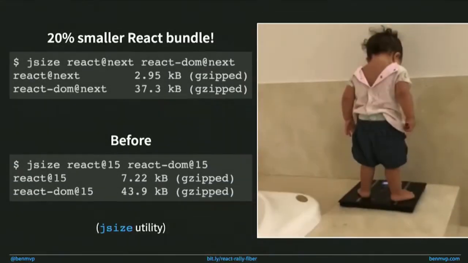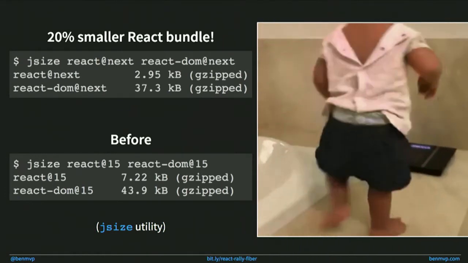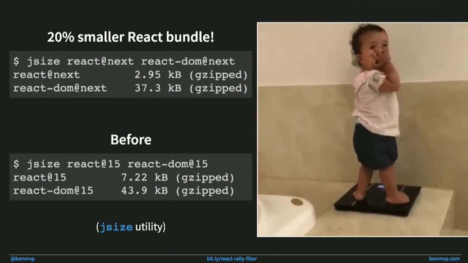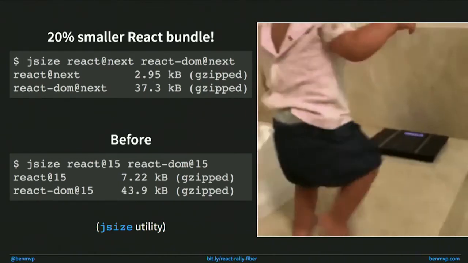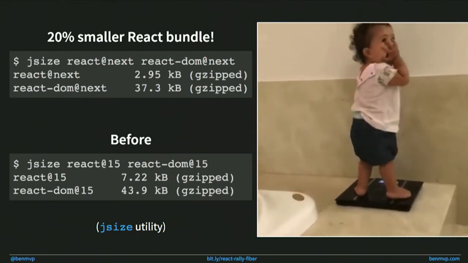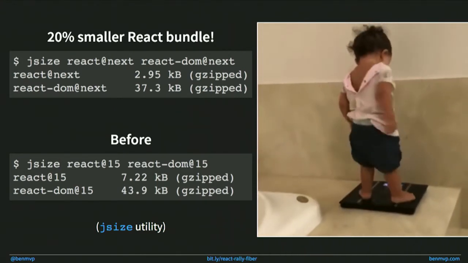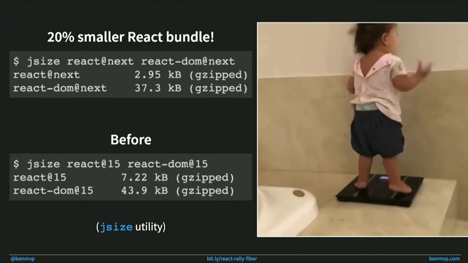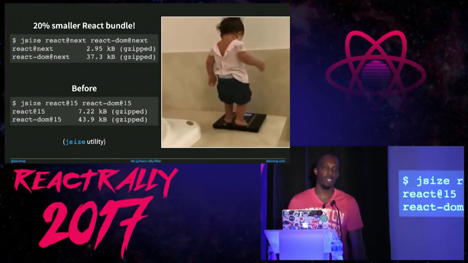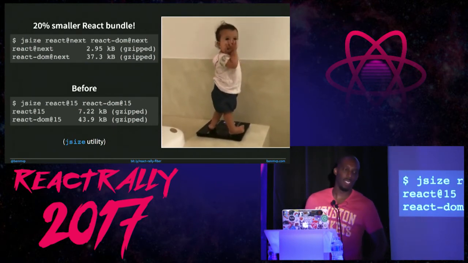So the first thing about the React packages is that they are 20% smaller than what they were before. So React 15 had a certain size. Now with React 16, it's 20% smaller. So the React library is significantly smaller. You can see from 7 kilobytes to 2 kilobytes, or 3 kilobytes rather. And then the React DOM library also shrunk a little bit. So without even having to write any code, without having to do anything, just by importing the new versions of React, you have that reduction in the bundle.